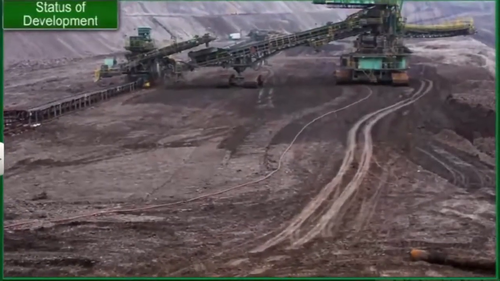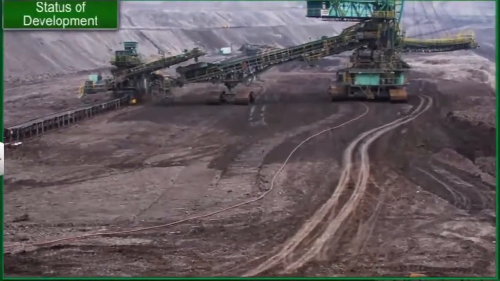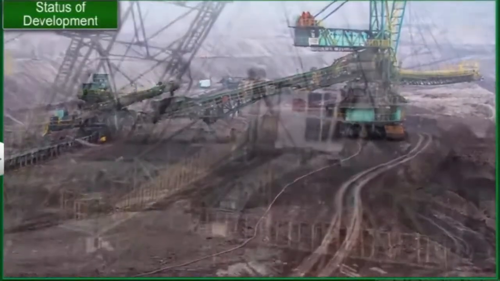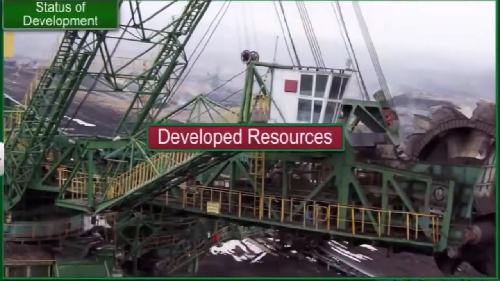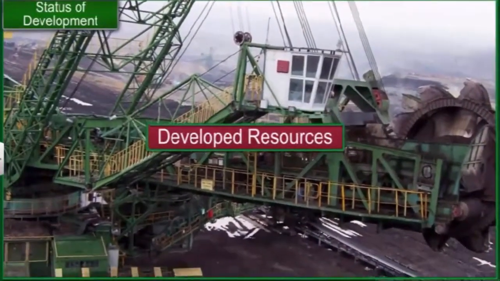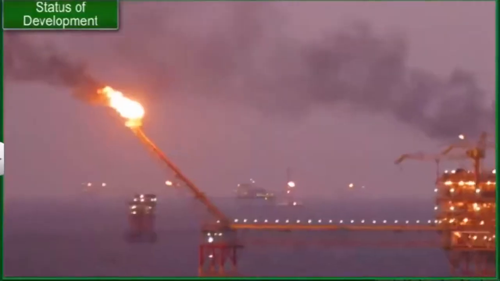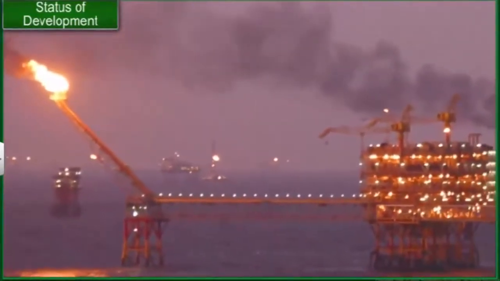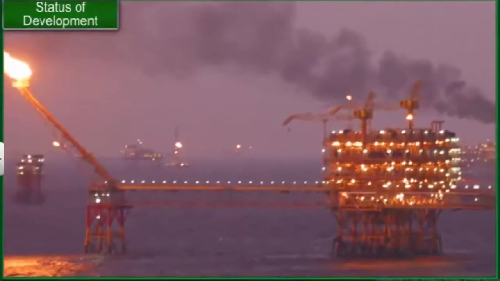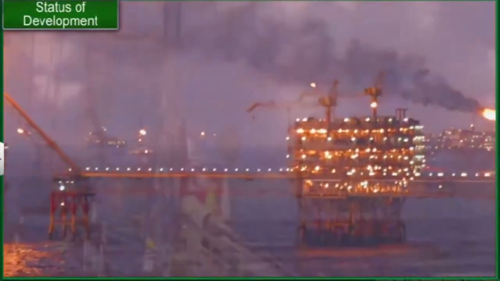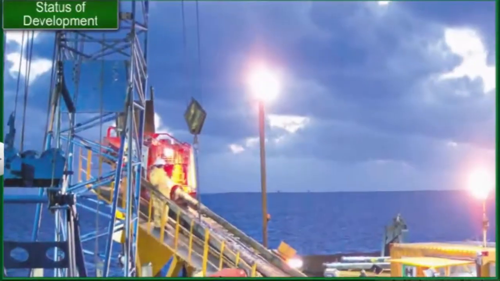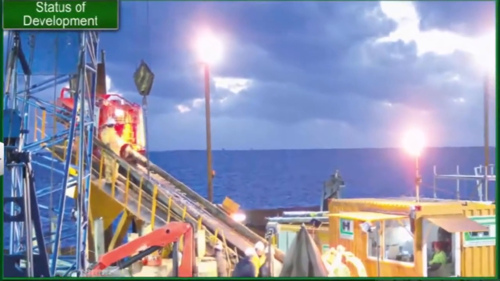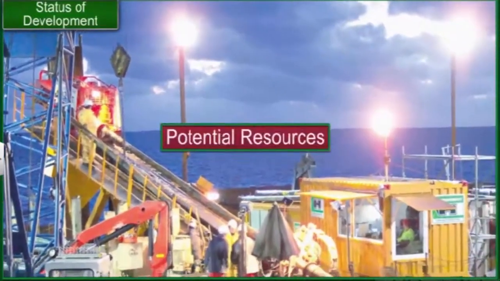Resources like mines, where minerals have already been discovered and production is on to utilize their full capacity, are called developed resources. Vast resources of natural gas and oil are known to exist under the sea near the Indian coast. However, not much of these resources have been utilized so far. Resources that are known to exist but are not being fully utilized are called potential resources.